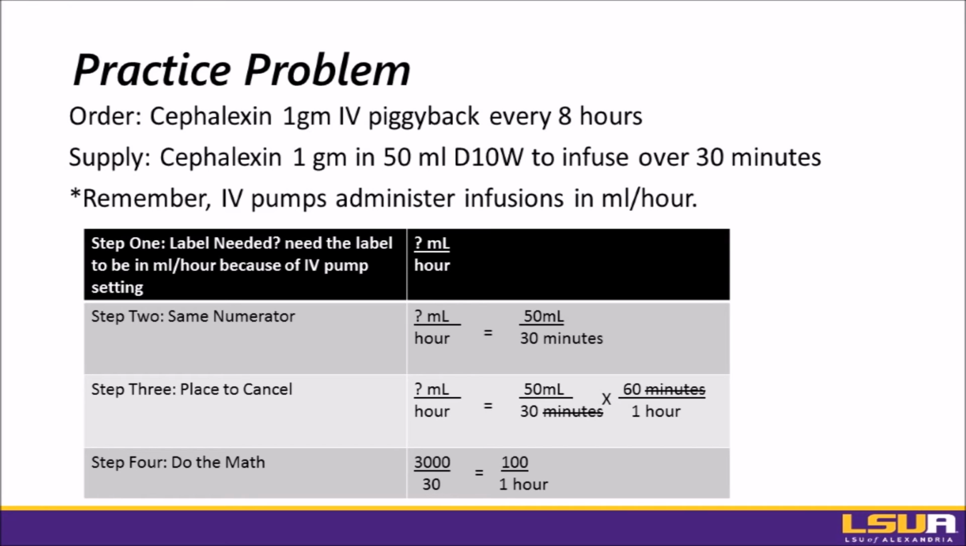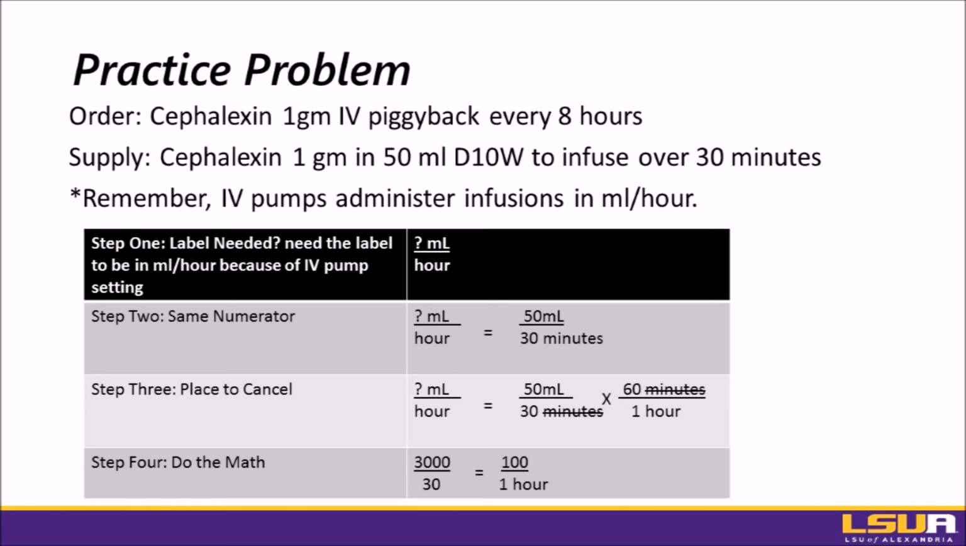to determine what label is needed to administer the medication to the client. How many milliliters should we deliver in an hour to give the client their medication over 30 minutes? Step 2, using the same numerator of what is supplied to us. So how many milliliters in an hour will deliver 50 milliliters in 30 minutes?